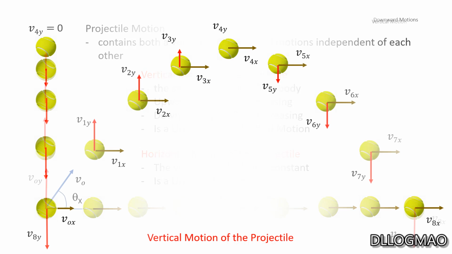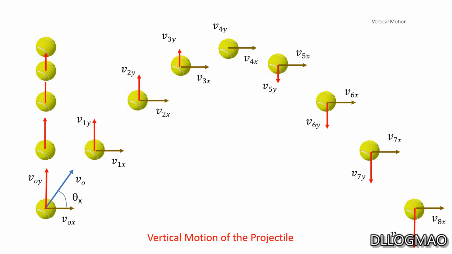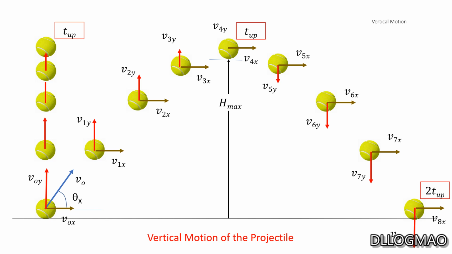Focusing on the vertical motion of the projectile. The time to reach the highest point of the trajectory, t sub up. The time to complete the trajectory at the same level from where it started is twice of t sub up. The highest vertical distance covered by the projectile is the h sub max. It is the same as the highest vertical distance traveled by a freely falling body.